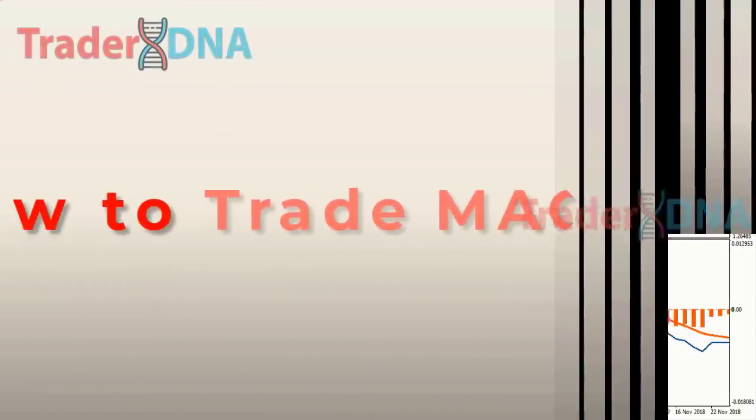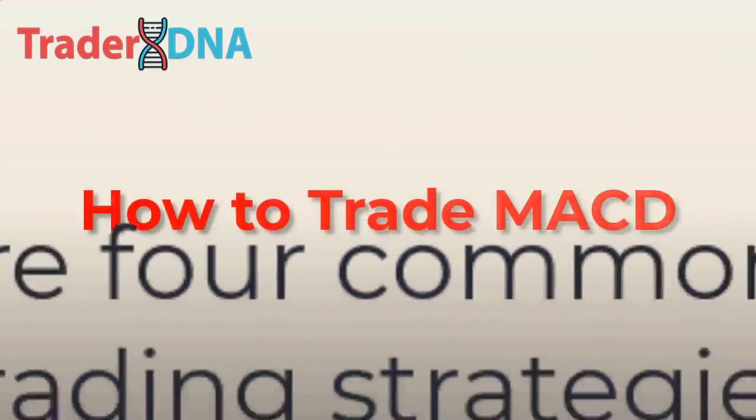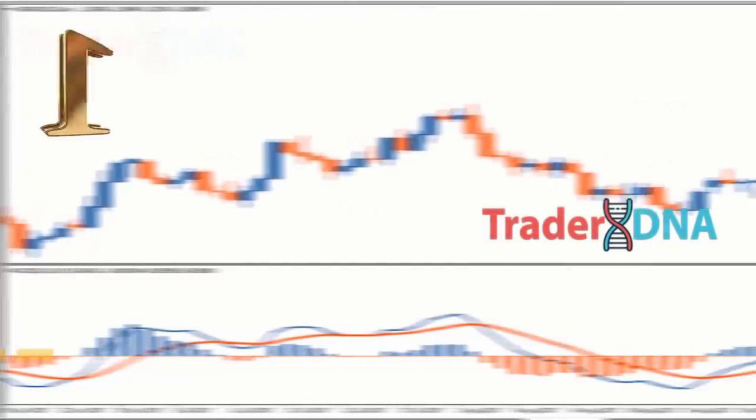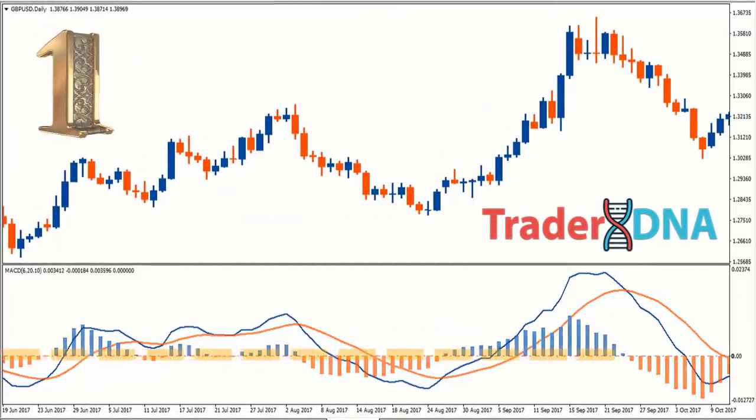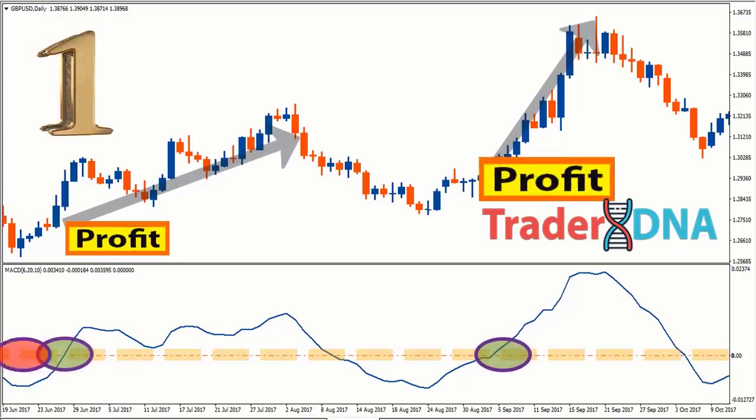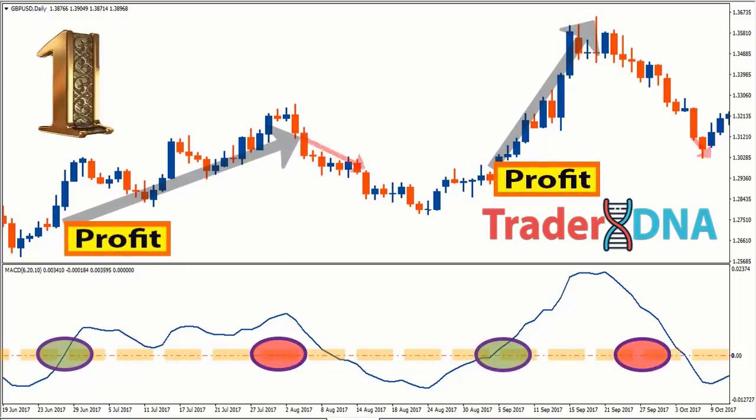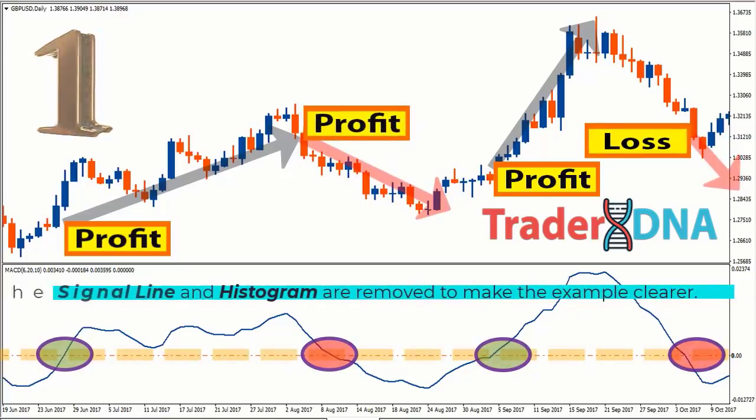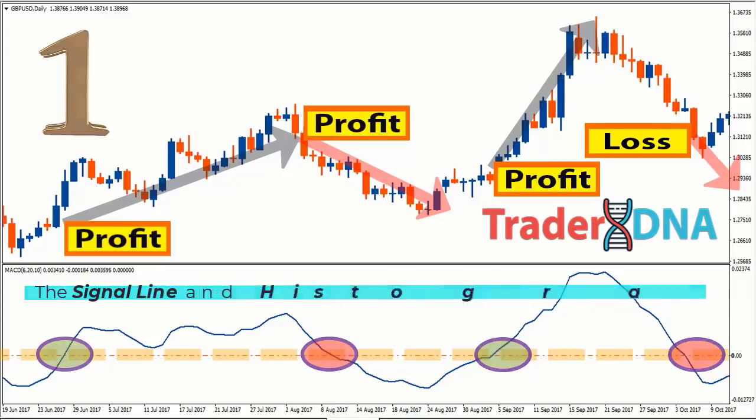How to trade MACD? There are four common MACD trading strategies. First, zero crosses. When the MACD crosses above zero, this is considered bullish. When the MACD crosses below zero, this is considered bearish. On this chart, the signal line and histogram are removed to make the example clearer. Some traders also like to watch the signal line as well and look for it to cross above and below zero to generate trading signals.